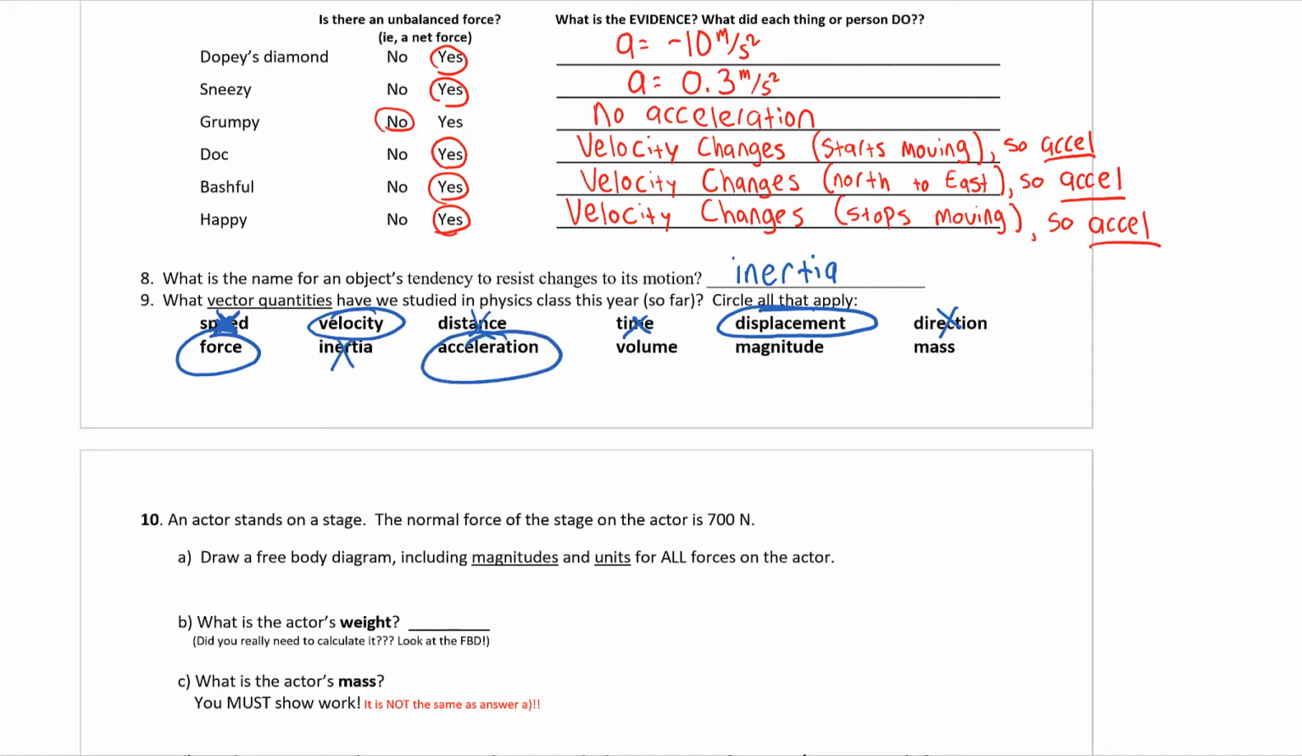So it has direction. Volume is not. You're not 3 liters east. You're just 3 liters big. Magnitude, well, you need a magnitude and a direction. And then mass is not. Sorry. Mass is not a vector because mass doesn't have any direction.